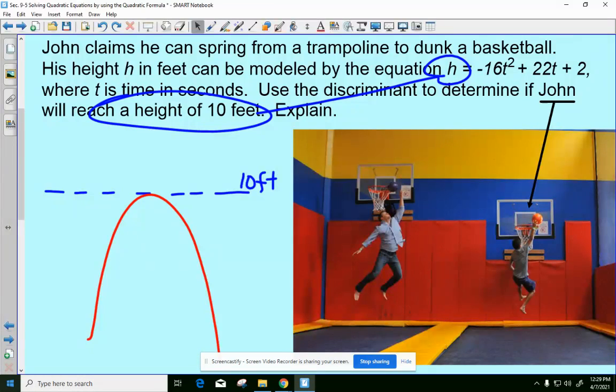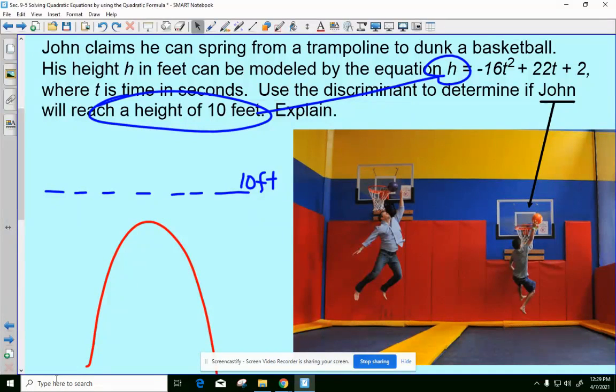Now, what if this number comes out to be negative? Then John got no bounce, right? He's down here somewhere and he never hit 10 feet in the first place.